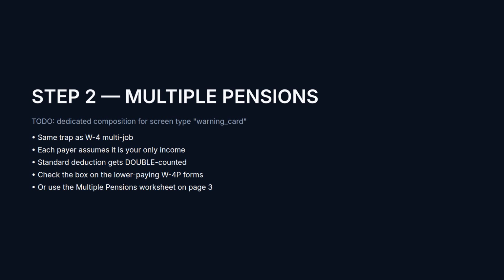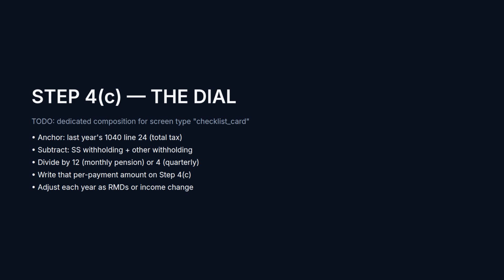Step 4, C, is the dial for retirees. Whatever dollar amount you write here gets withheld from every periodic payment in addition to the formula amount. The most useful retirement strategy: calculate your annual tax bill, with 1040 line 24 from last year as the anchor. Subtract Social Security withholding and any other withholding, divide by 12 if monthly pension payments, and write that on Step 4, C.